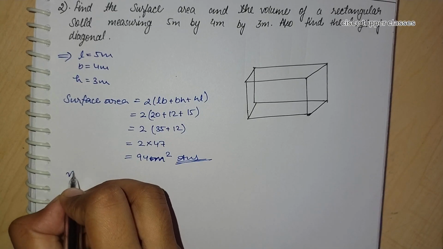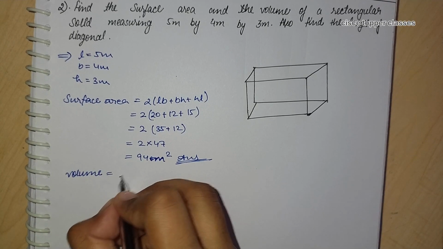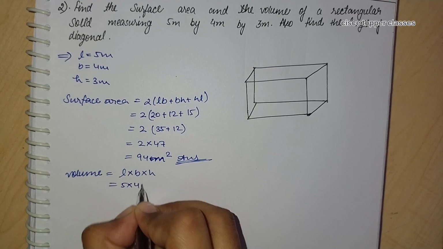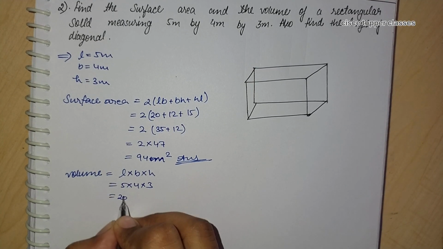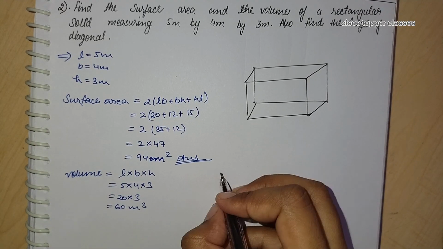Now if you want to find the volume of the rectangular solid, this will be length into breadth into height. So 5 into 4 into 3. 20 into 3 means 60 meter cubic is the volume here.